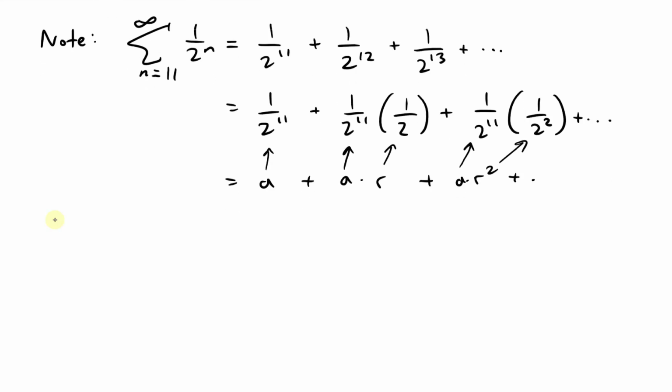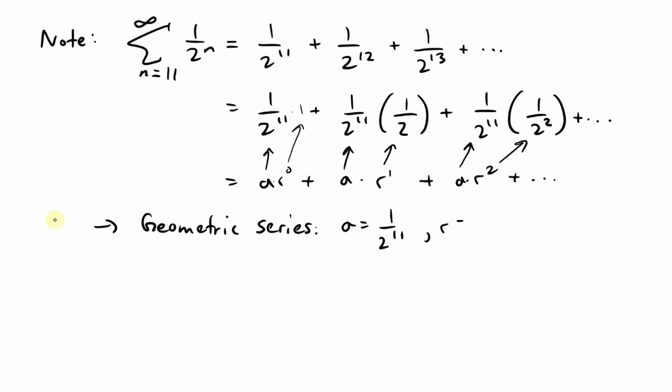And this is just a geometric series. The power of r starts at 0, and so this is just a geometric series like this, where a equals 1 over 2 to the 11, and r is equal to 1/2, which is less than 1, as I showed before, hence convergent. So hence this is convergent. Fascinating stuff.